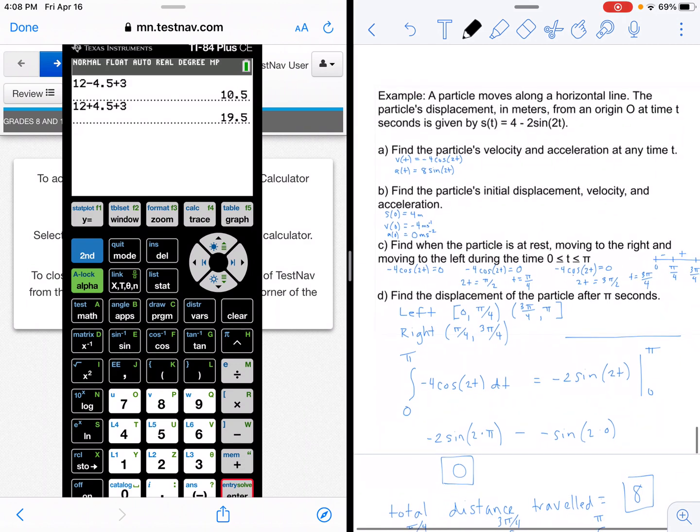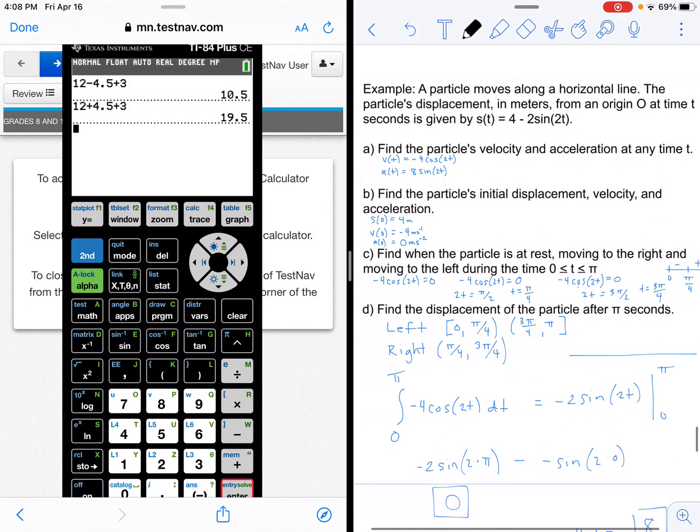All right, so let's look at this example. A particle moves along a horizontal line. The particle's displacement in meters from the origin O at time t seconds is given by s of t equals 4 minus 2 sine of 2t. A says find the particle's velocity and acceleration at any time. So they're looking for the velocity function and the acceleration function.